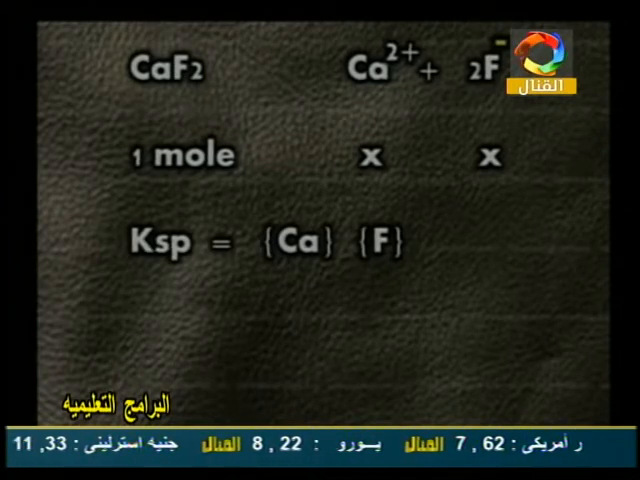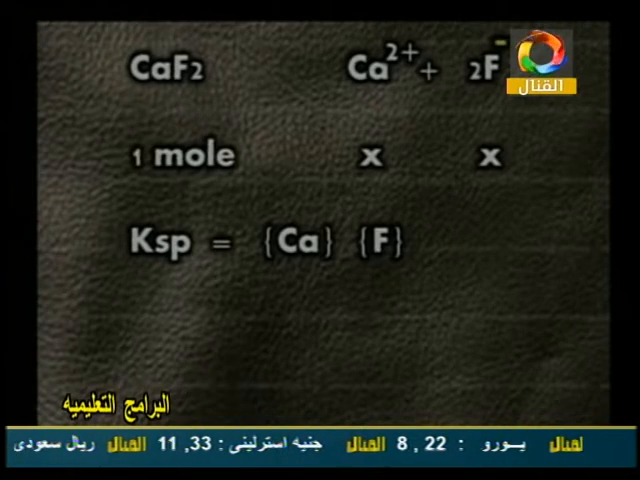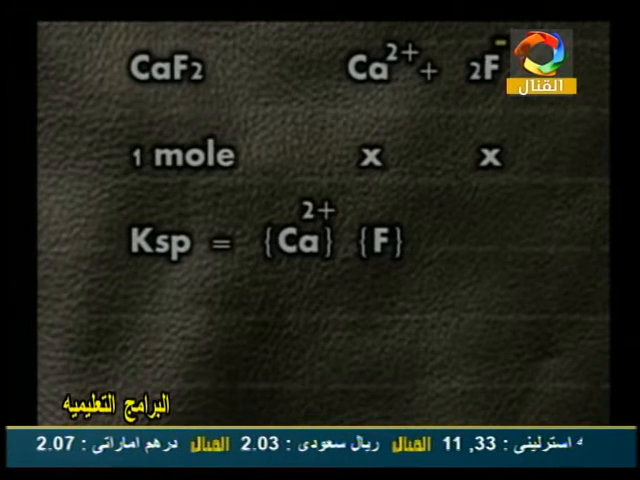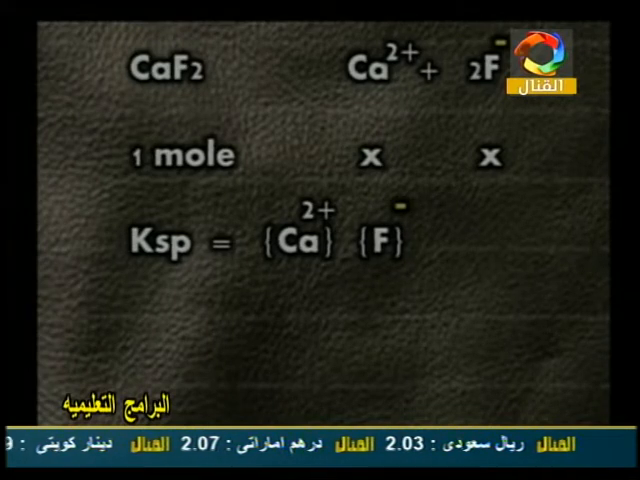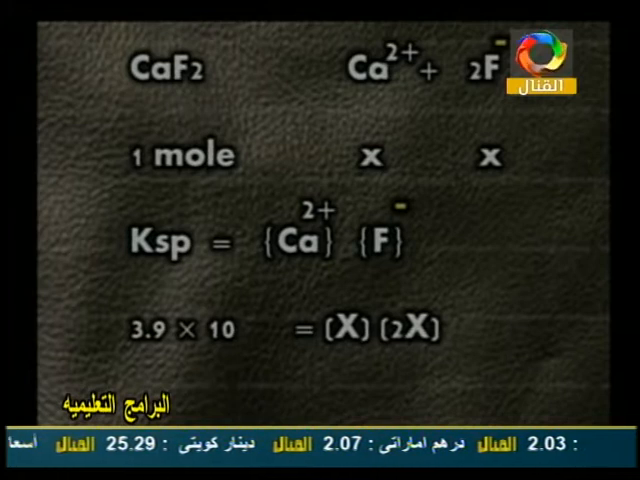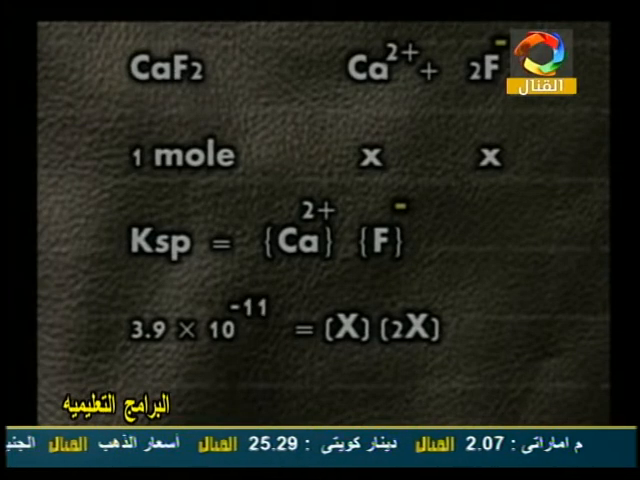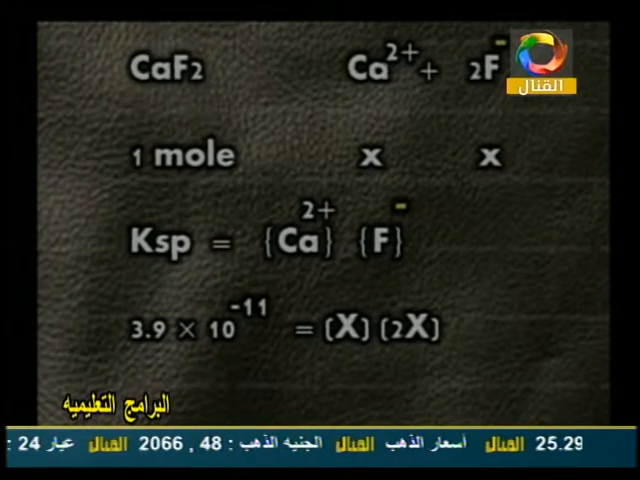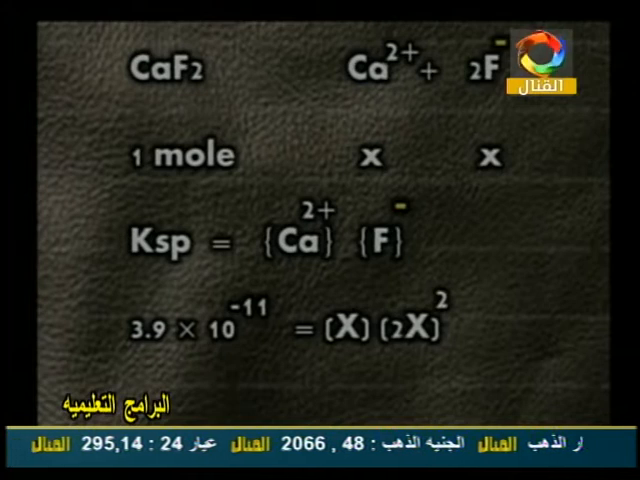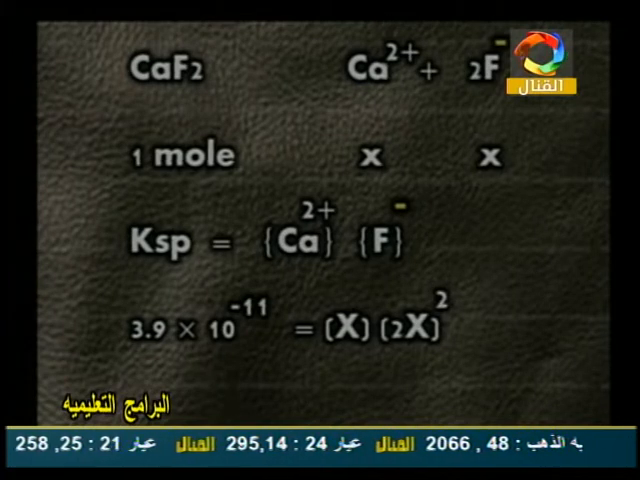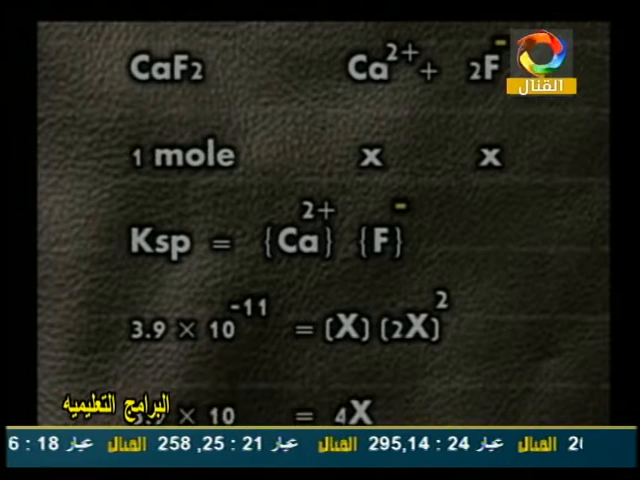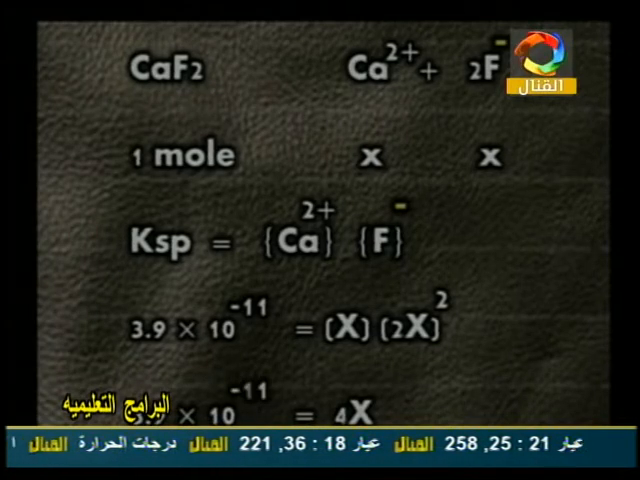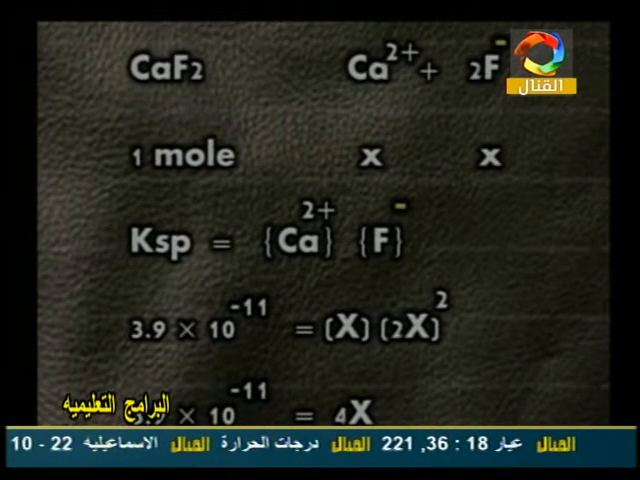Ksp equals the concentration of Ca times the concentration of F. Now, positive 2? Yes. What about the other? Negative. But I have a power. Don't forget it. 3.9 by 10 power negative 11 equals X by the concentration 2X. Easy. What is the result? Yes, good. Don't forget the power all the time because we have a 2 in front of X. Catch it? Now you say it as 3.9 by 10 power negative 11 equals 4X cubed.